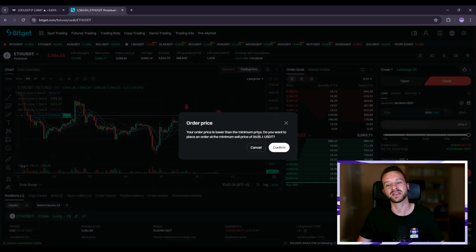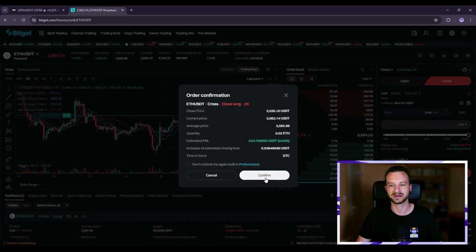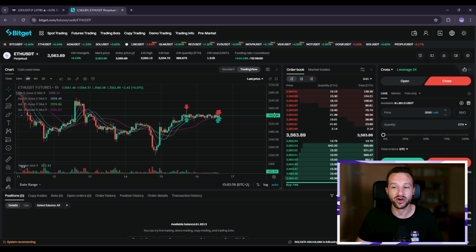Your order price is lower than the minimum price. Do you want to place an order at the minimum sell price of that amount? Okay, so first problem, there is a minimum price with respect to your entry price to set a close limit order. But let's say that our strategy actually told us that the stop loss was much tighter and we would be okay with that. Let me confirm. And what happened? The order was actually executed right now, even though the price is much higher than that limit that we had said we were okay with.